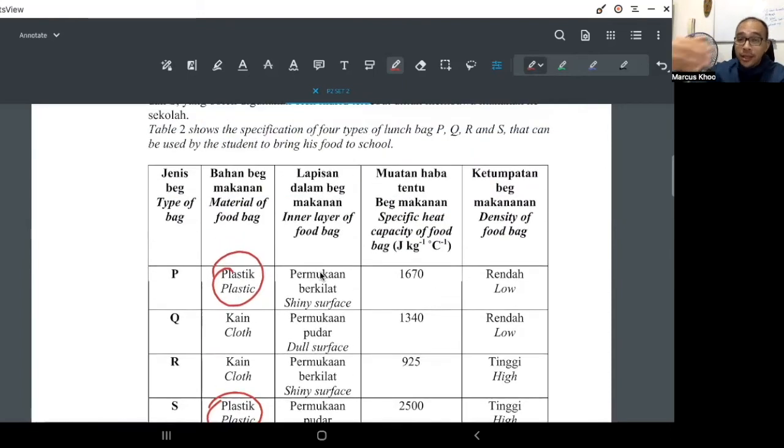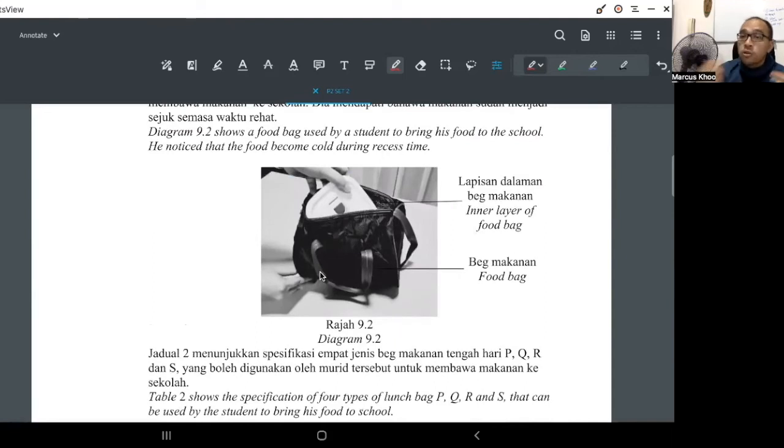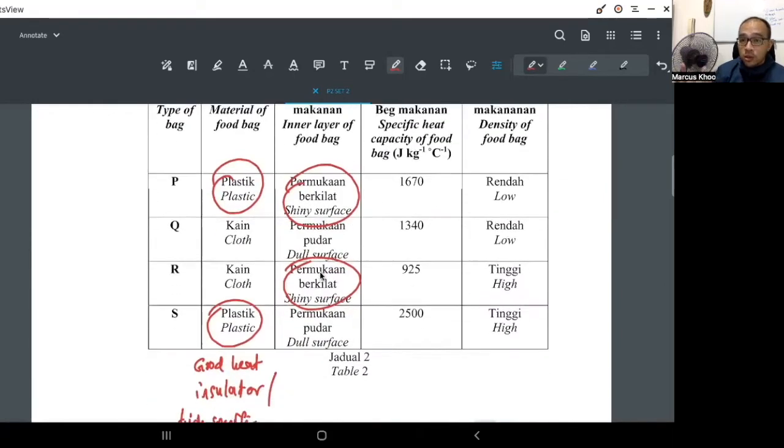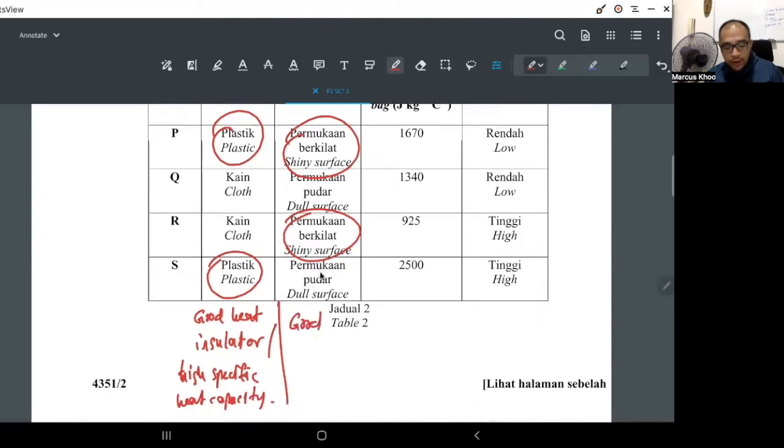Now the inner layer of the food bag. If you know this food bag, you already know this answer. Definitely it has to be a shiny surface. Why would we want a dull surface inside? Because this is to keep food bags. I use these kind of bags when I go shopping, and I buy frozen food like fish or frozen chicken, I put it in those bags because it will last a bit longer, or it will be cooler longer. So why do we want a shiny surface? Shiny surface usually has to do with it being a good reflector.